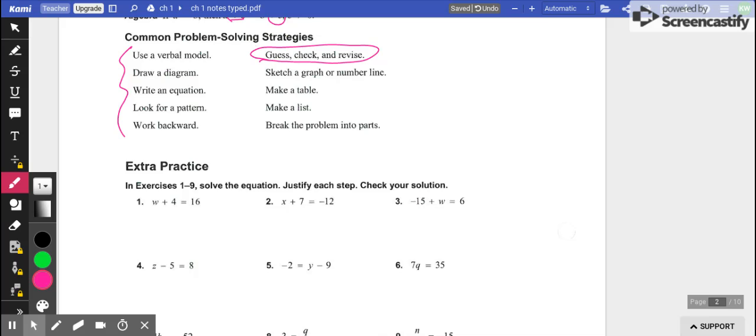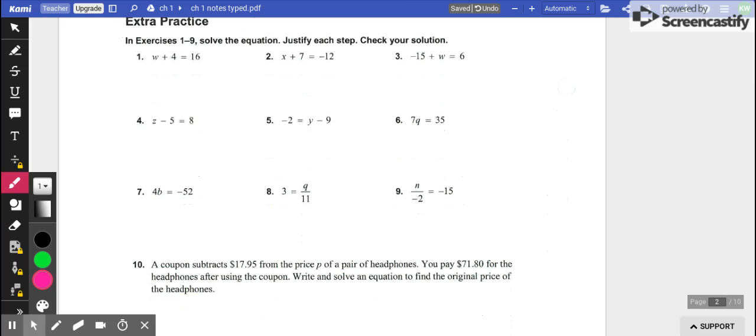Being able to guess an answer is an important skill as long as you're able to go back and check it. And then if it doesn't work, going and finding a different answer to try and check. You can always sketch a graph, make a number line, make a table, make a list, or you can break the problems into parts.